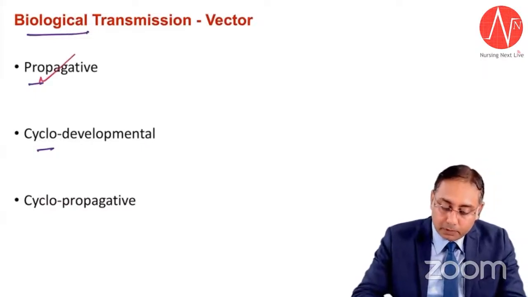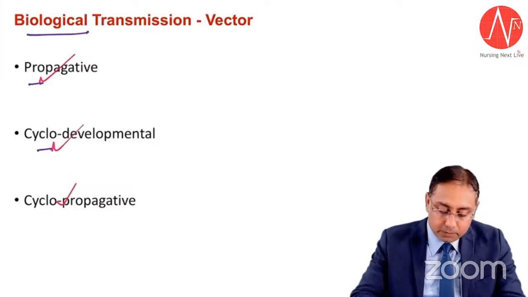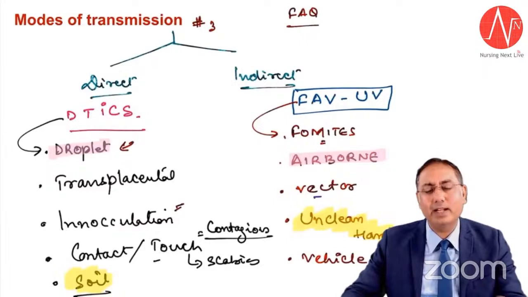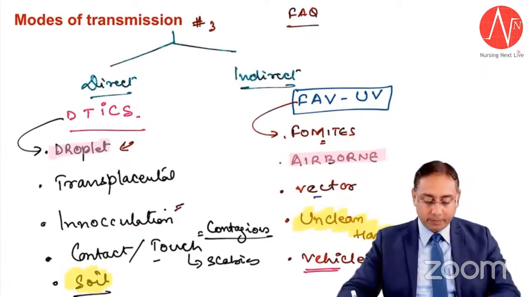Okay, so you have talked about the propagative, cyclopropagative, and cyclodevelopmental modes of transmission under the vector-borne mode of transmission. Next is unclean hands. Unclean hands can happen with any infection. Last is vehicle-borne.